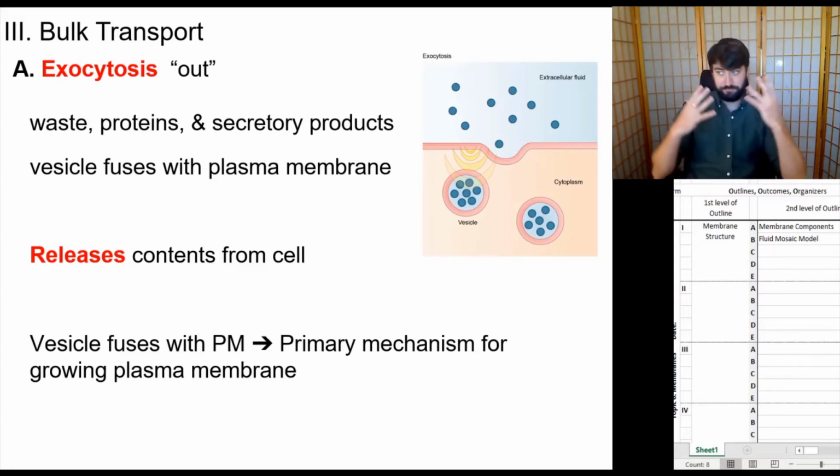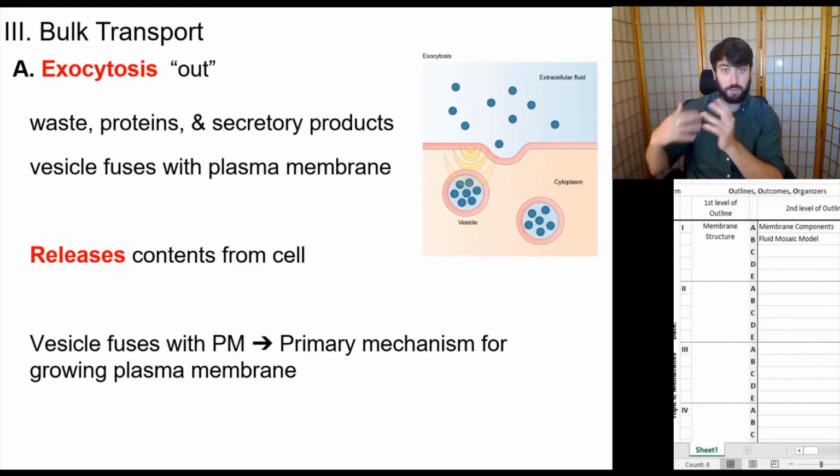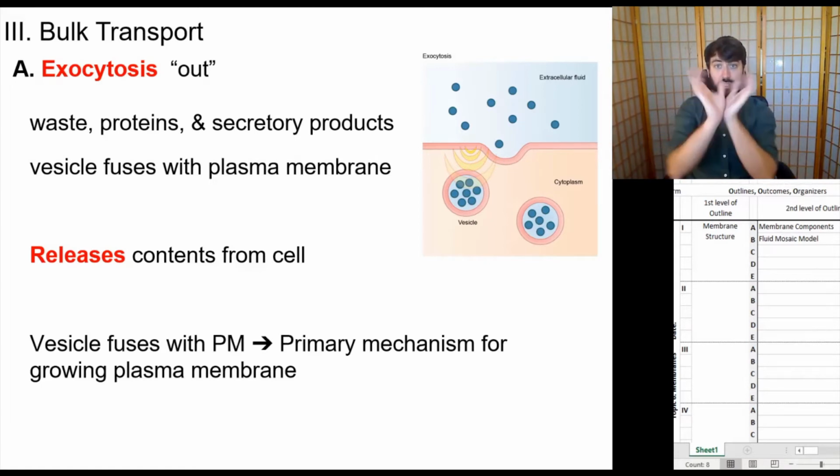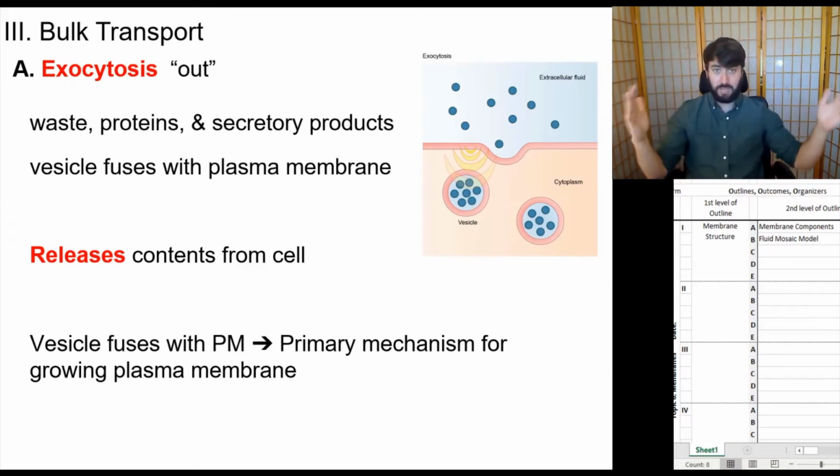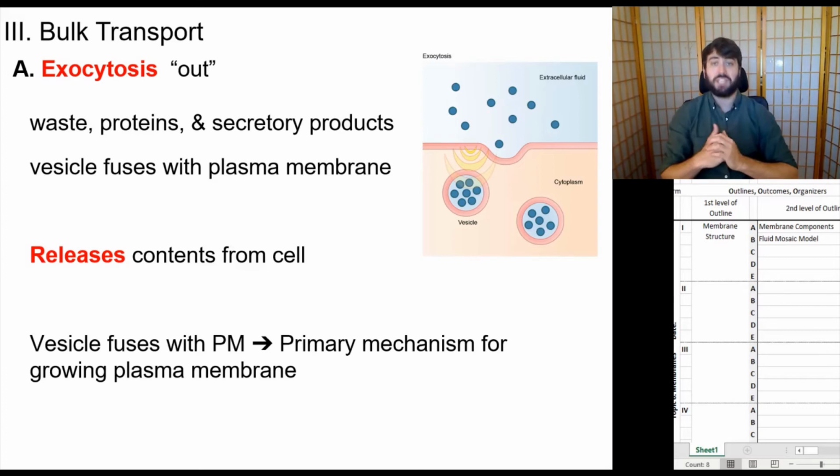Now, the vesicles containing these materials, like the folded, modified proteins, fuse with the plasma membrane and then release their contents as they fuse. Conveniently, fusing these vesicles with the plasma membrane also increases the size of the plasma membrane by adding more phospholipids. So if you're trying to grow your plasma membrane, the primary way to do it is by adding vesicles to it. Cool.